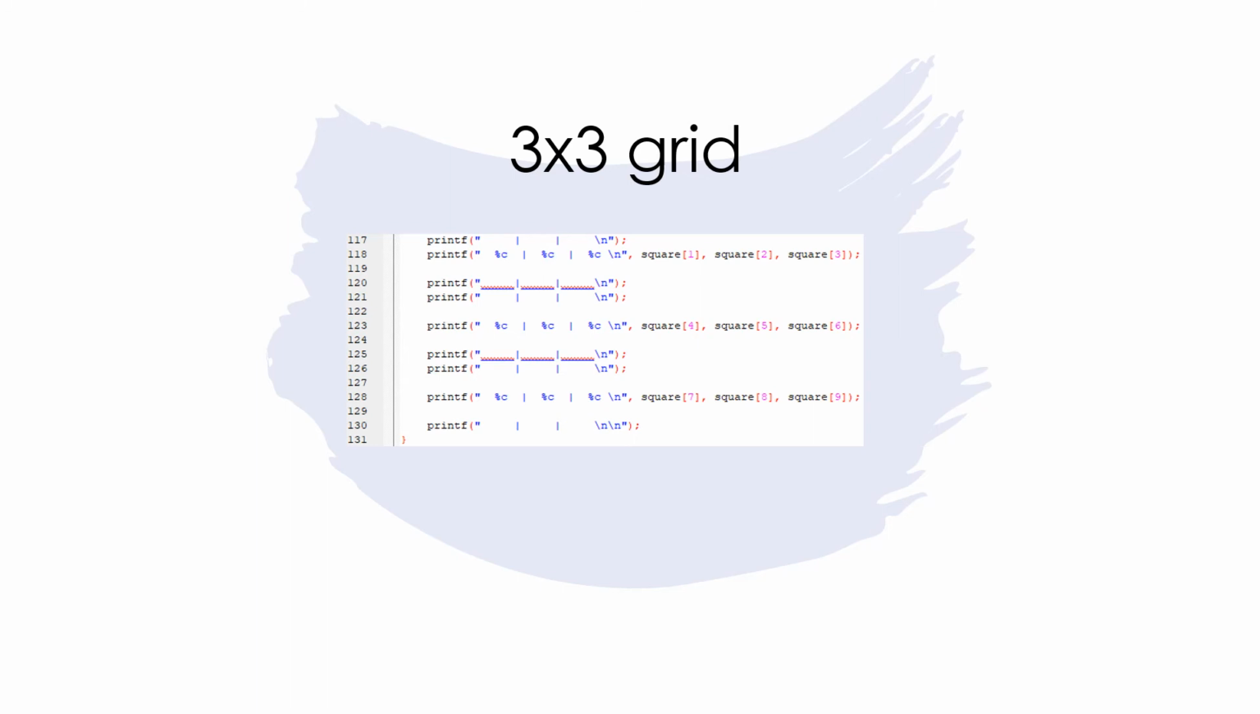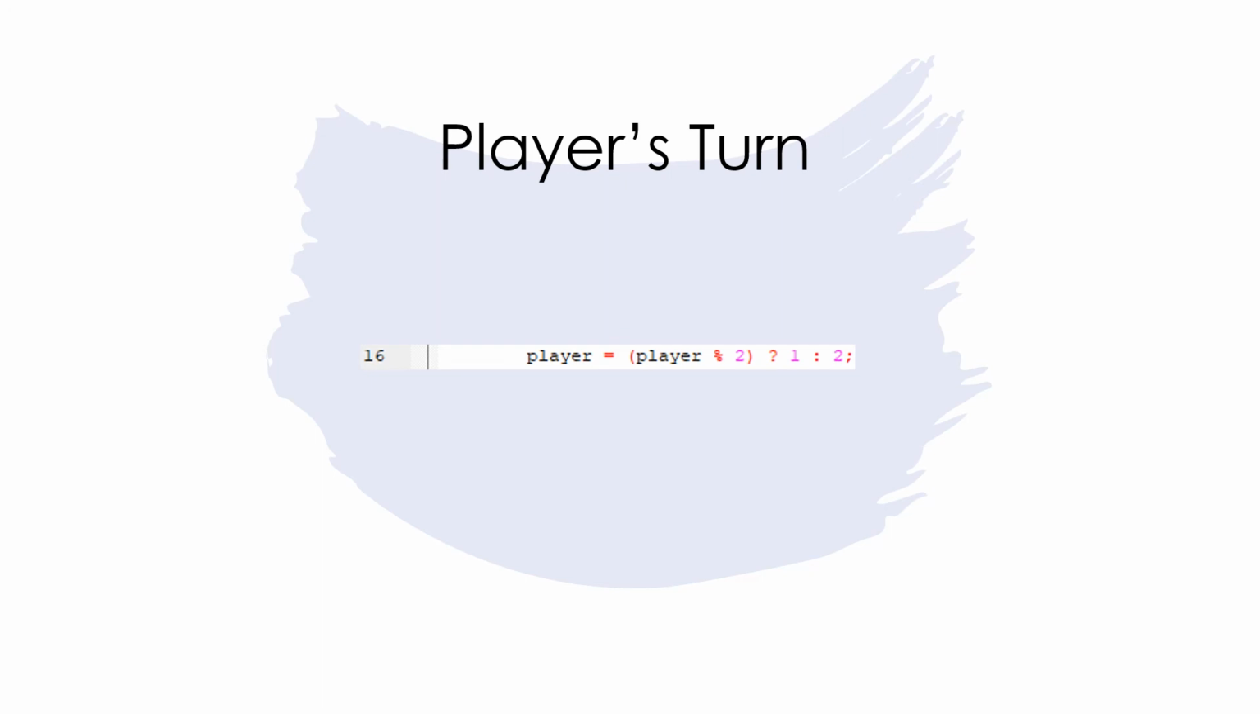Now back to the do-while loop in our main function. The next thing we're going to write is this statement. This statement works to decide which player's turn it is, and this is basically saying that if player modulus 2 has a remainder, then it's player 1's turn, otherwise it's player 2's turn.